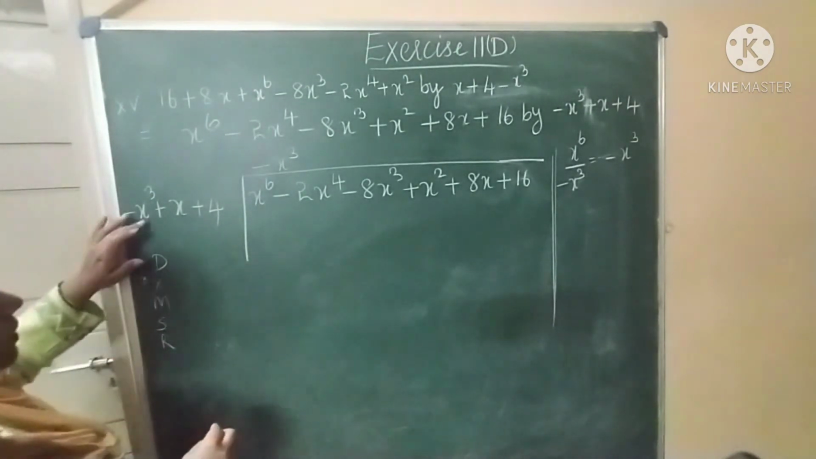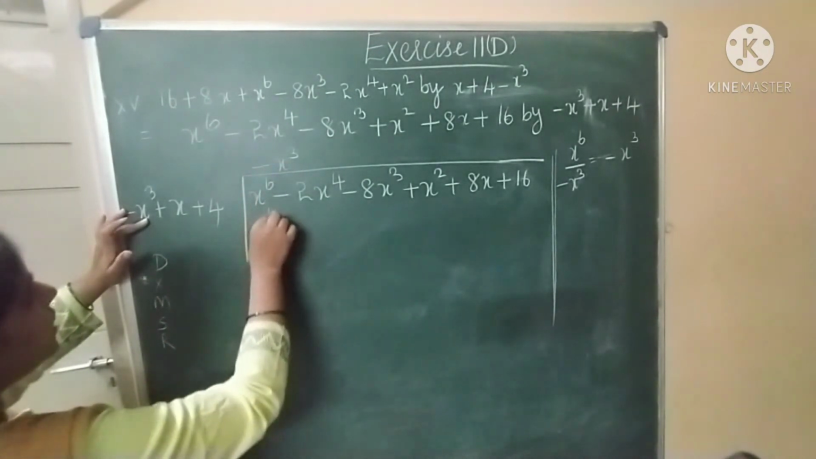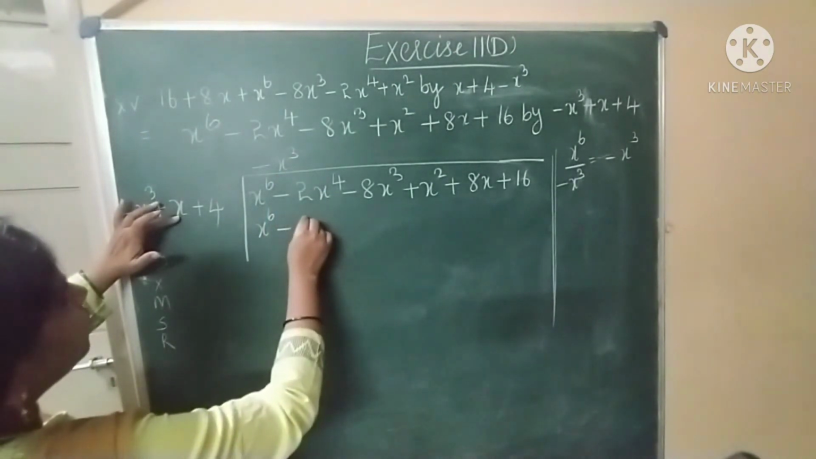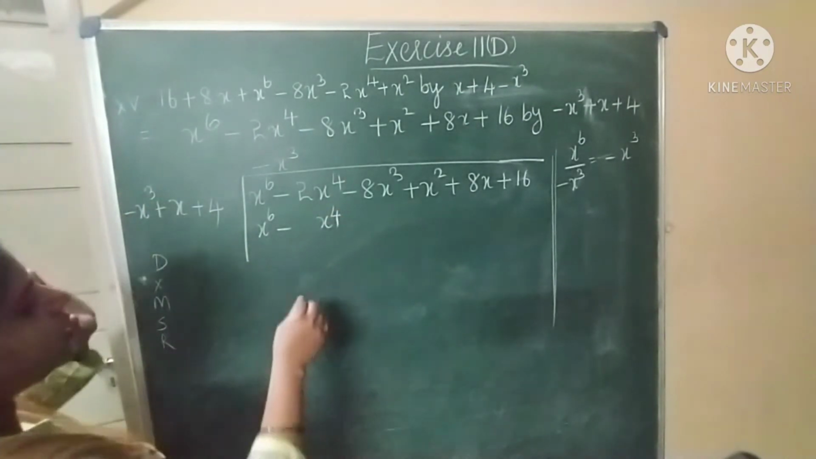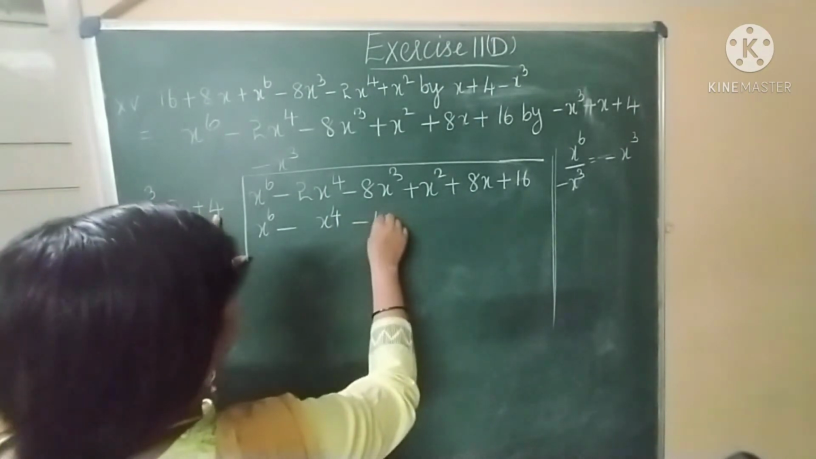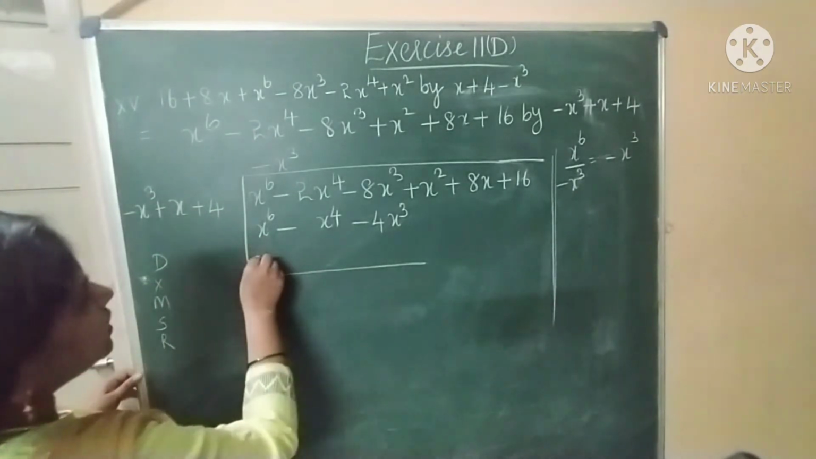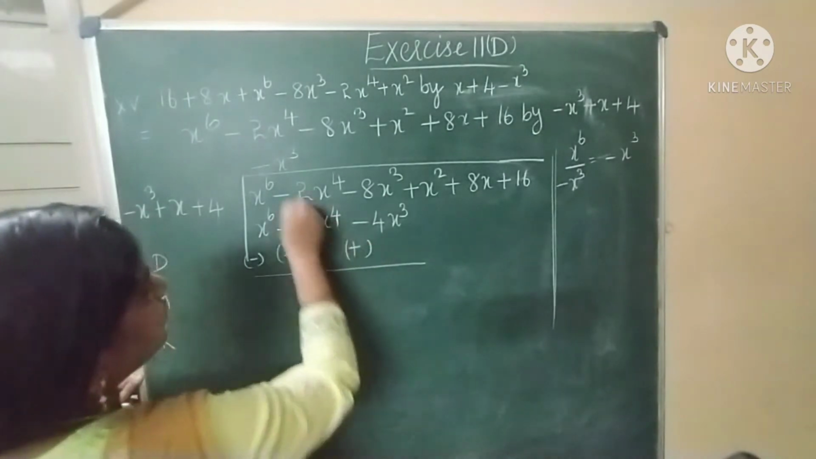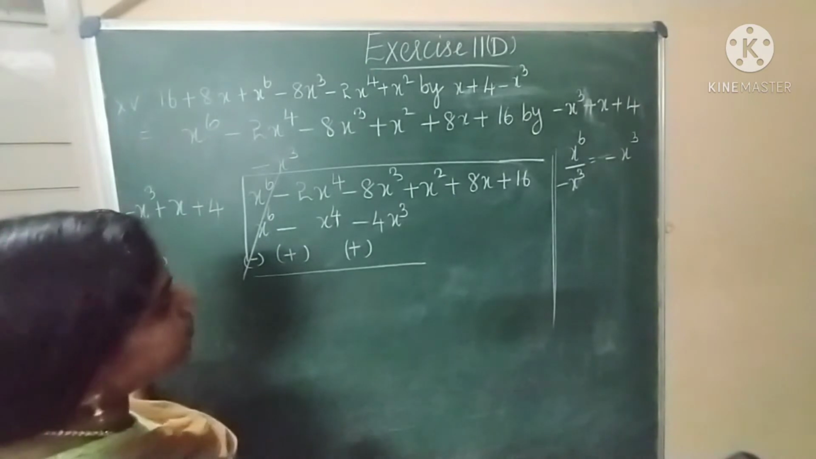Next we will start with multiplication. Minus into minus is plus, x cube into x cube is x to the power of 6, then plus into minus is minus, x into x cube is x to the power of 4. 1 into 1 is 1 only. Minus. And then plus into minus is minus 4x cube. So next draw a line here, and in place of plus you write minus, minus plus and minus plus. So the first term will get cancelled.